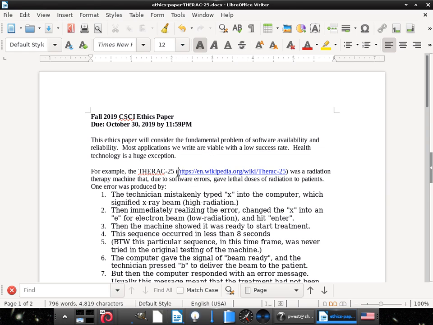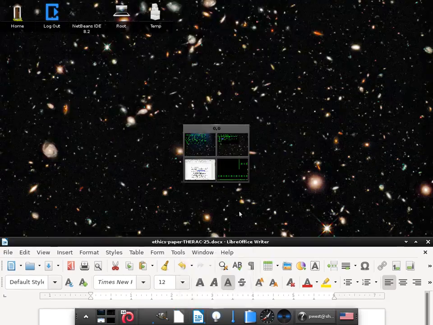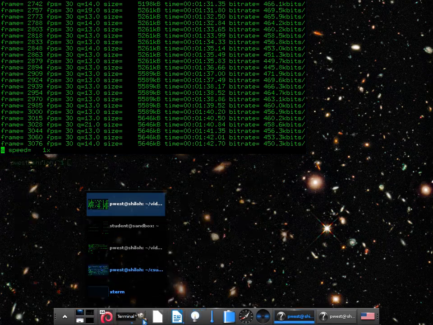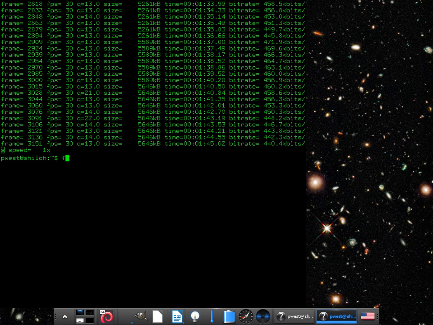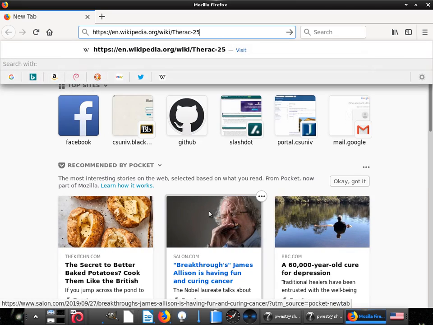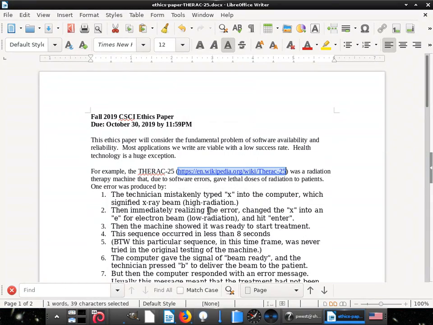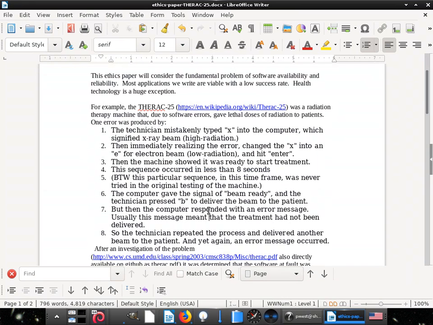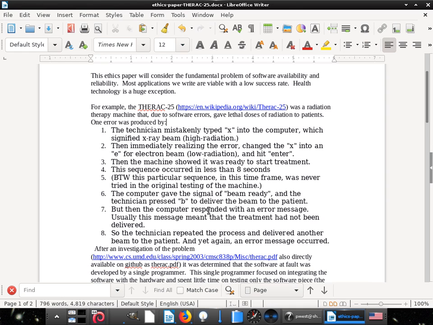For example, the good old Therac-25, hey look, there's a Wikipedia article, was a radiation therapy machine that, due to software errors, gave lethal doses of radiation to patients. That's less than stellar, right? I bet you that person got fired. Oh, well. If that's all that happened to them. Well, let's see what happened. Consider them lucky.